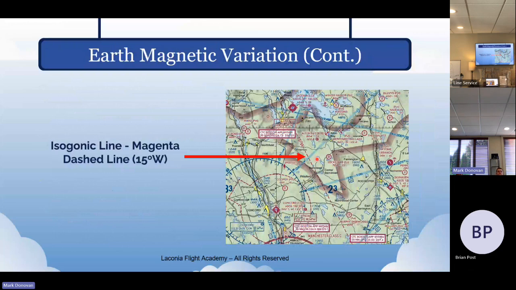So the isogonic line is represented on the sectional by this thick magenta line running from the northwest to the southeast. Here you see it says 15 degrees west. And we factor that in when we're doing our planning for our cross-country flight.